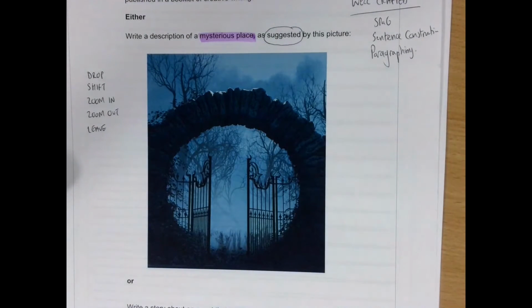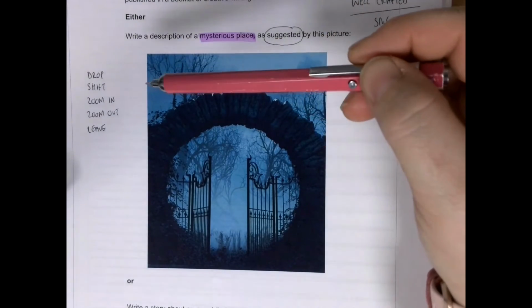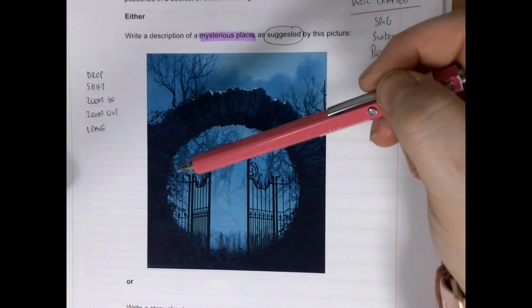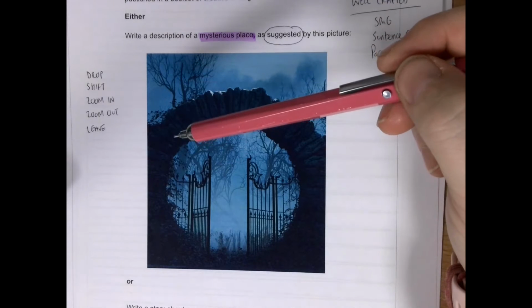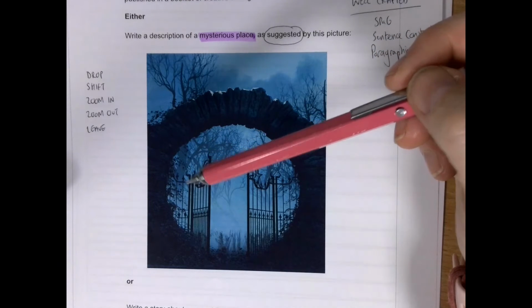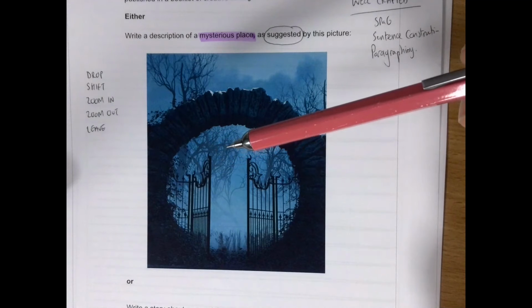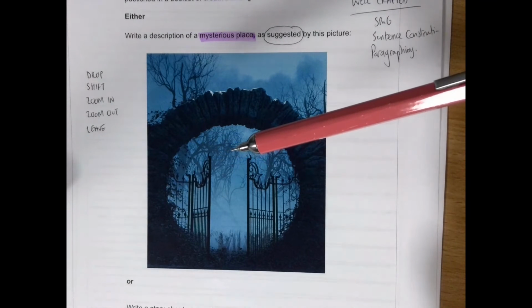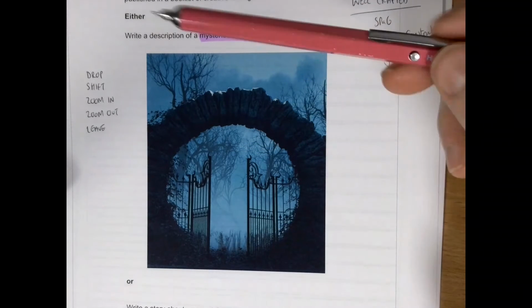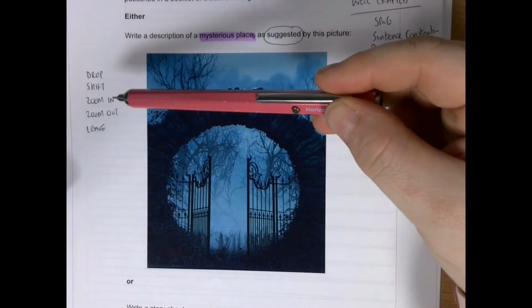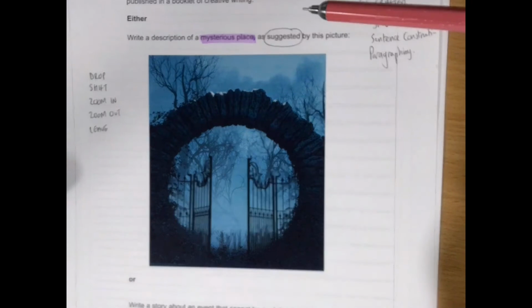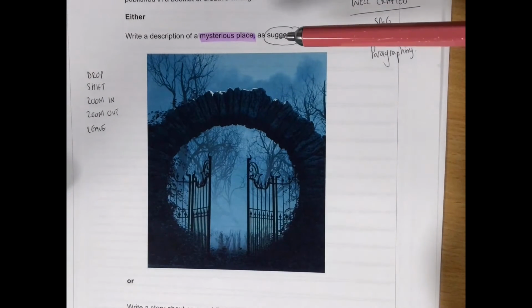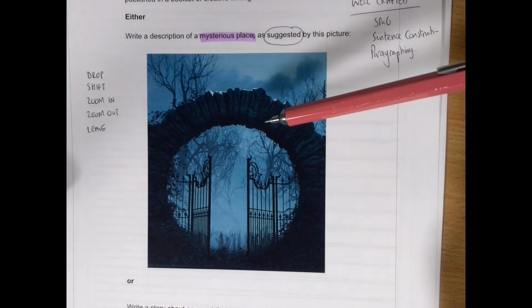Now, this structure allows you to have very distinct sections of your text that you're planning and you're writing. It also ensures that you switch focus to keep your reader interested, and it provides you with a planning tool that you're going to be able to apply quickly to make sure you've got plenty of things to write about. So if we're going to use this structure, we need to decide how we're going to apply it to this task, a description of a mysterious place as suggested by this image.